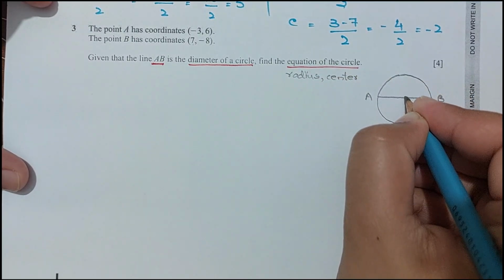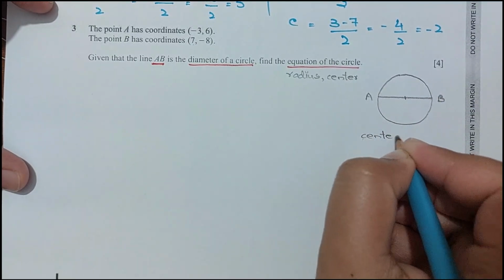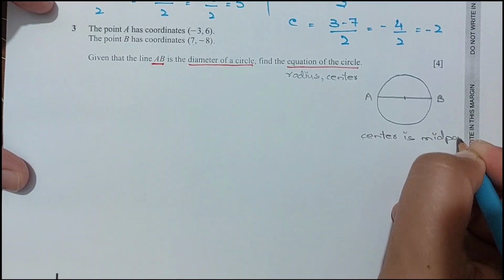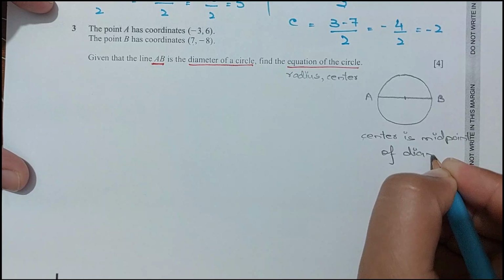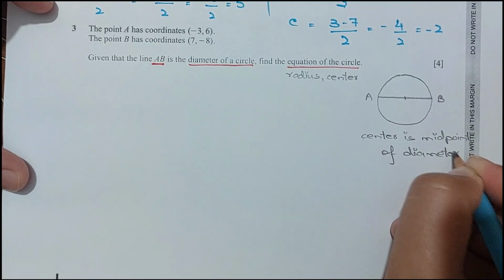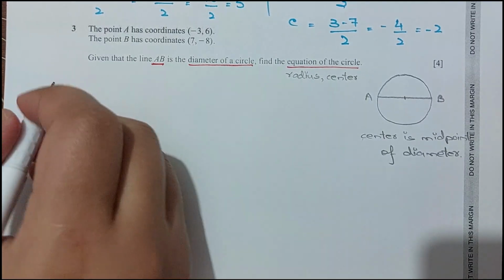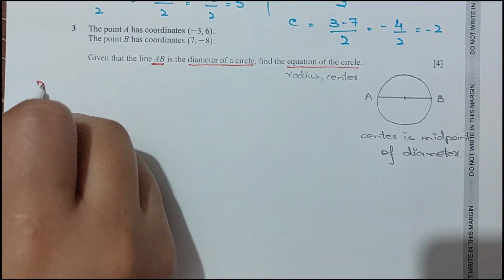The center is the midpoint of the diameter, right? As we know, the center is the midpoint of the diameter. So now we have to find the midpoint of the diameter, and that would be my center. So let's work on the center first. We have the midpoint of AB.